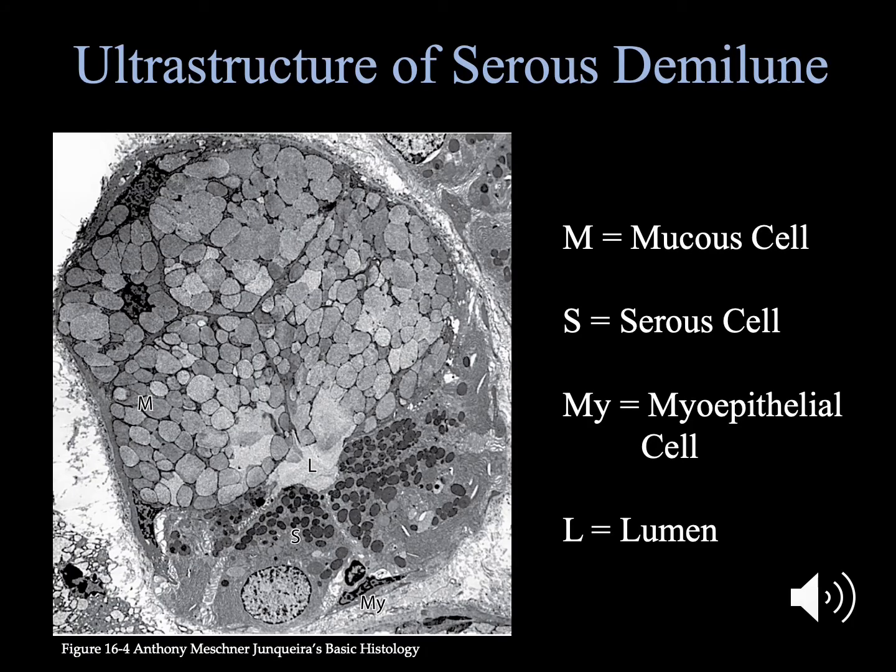This EM image of a serous demilune is a great comparison between the mucous cells and the serous cells. You can see the marked difference between the nature of the secretory granules and the prominent nucleus that we see within the serous cells in comparison to the mucous cells.